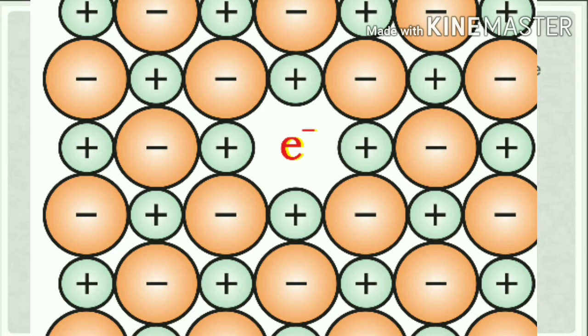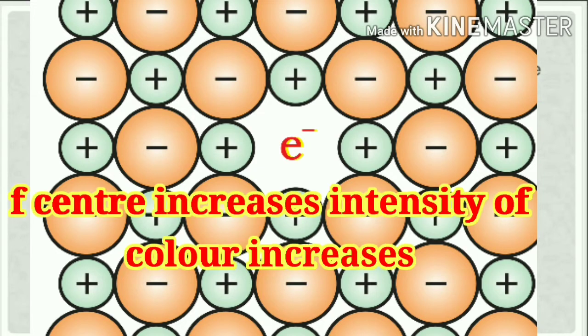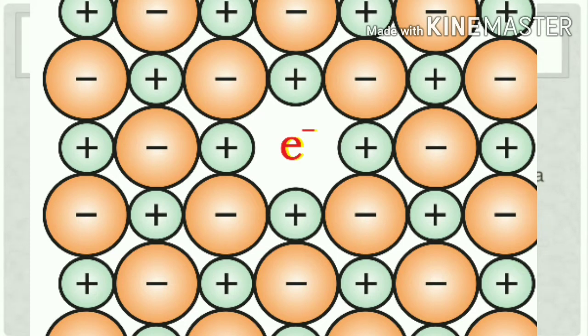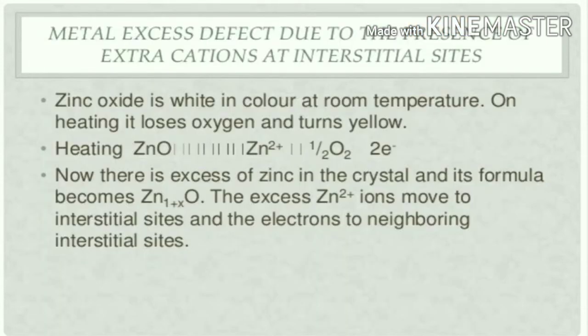The color results by the excitation of these electrons when they absorb energy from the visible light falling on the crystal. Similarly, excess of lithium in lithium chloride makes the crystal pink, and excess of potassium makes potassium chloride crystals violet. This is metal excess defect due to anionic vacancy. Next is metal excess defect due to presence of extra cations at interstitial site.